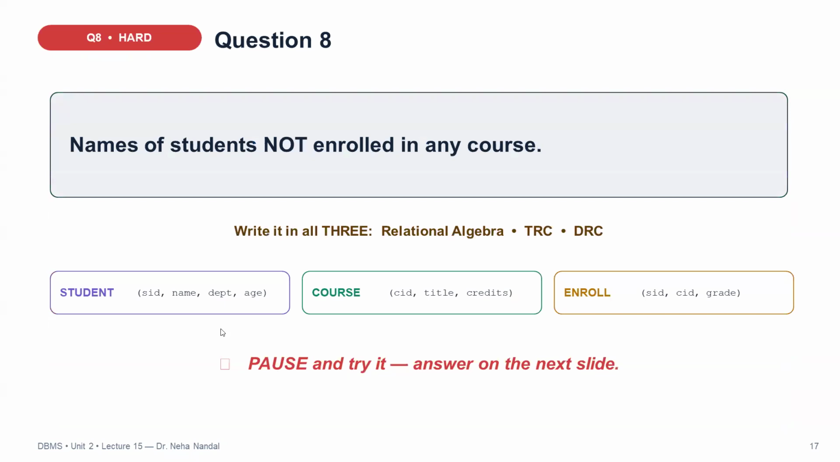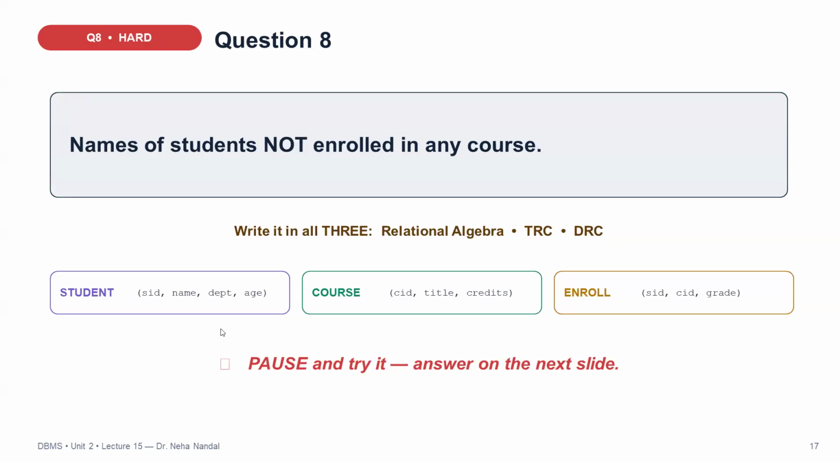Okay, so now the 8th question. The last 3 questions we will take as hard difficulty. Okay, so let's see. What is the question? You have to display the names of the students not enrolled in any course. Now here the keyword is not. So you have to focus.